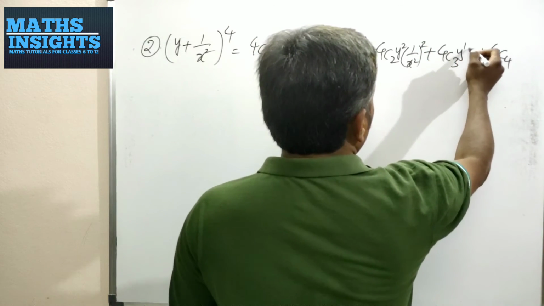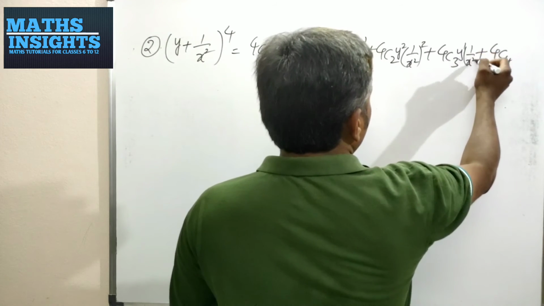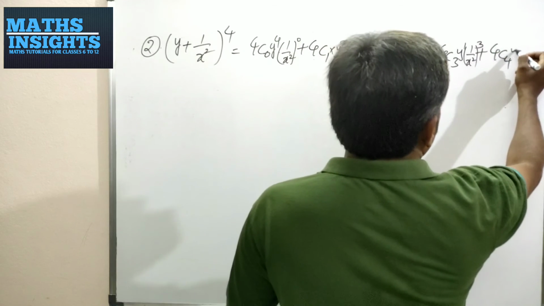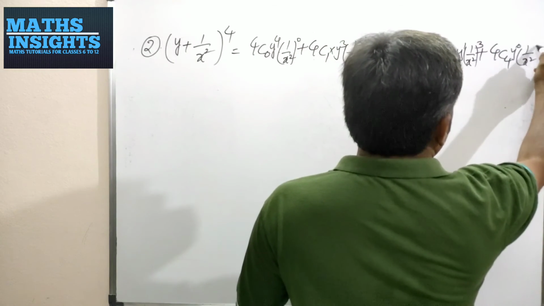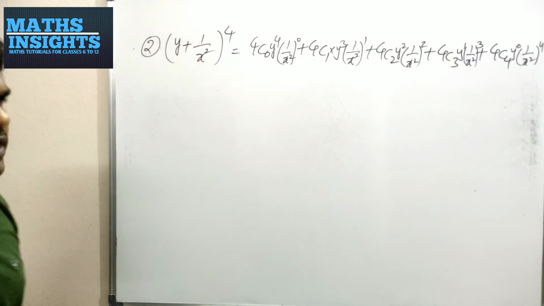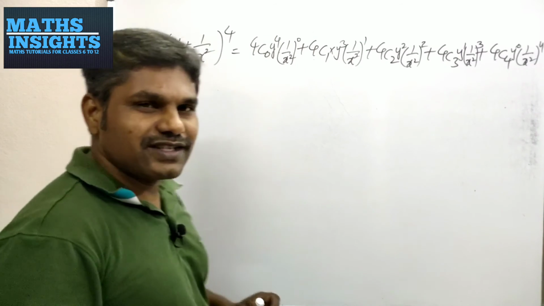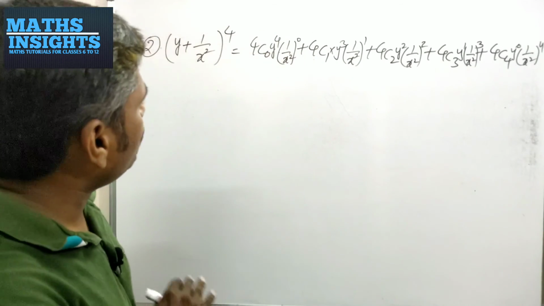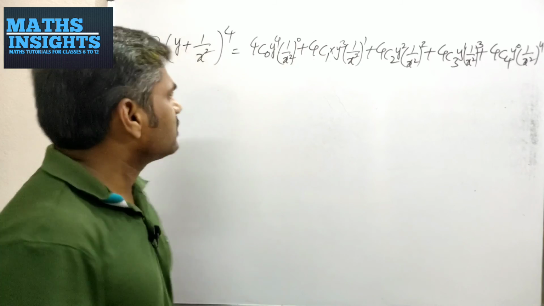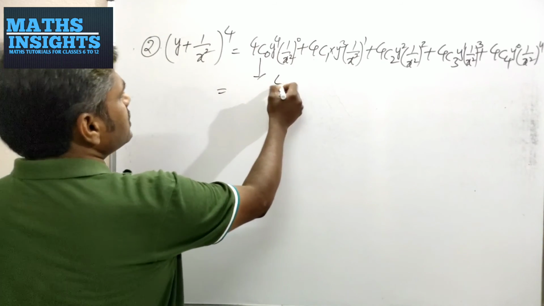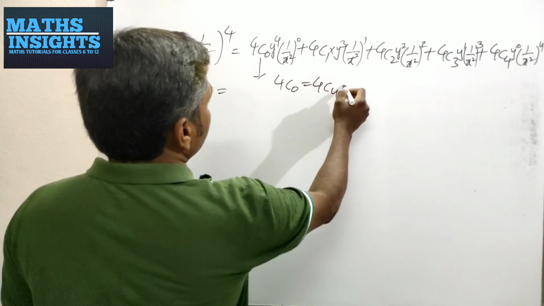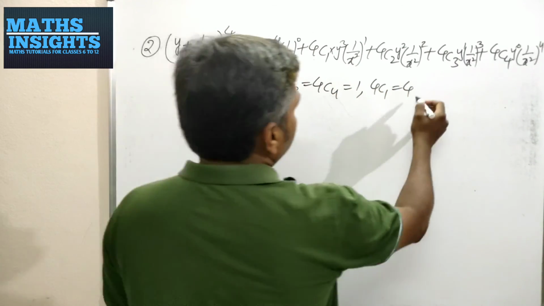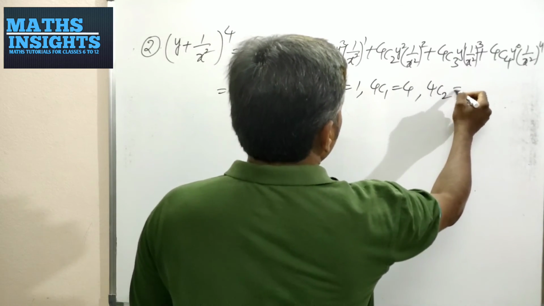Next y power 1, (1 by x square) power 3. Next y power 0, (1 by x square) whole power 4. Actually this has to be done as per the expansion formula, nC0 into x power n, y power 0, like that. But I am writing the coefficients first, then writing the terms. 4C0, you know 4C0 is equal to 4C4 is equal to 1, and also 4C1 is equal to 4. See, what is 4C2?